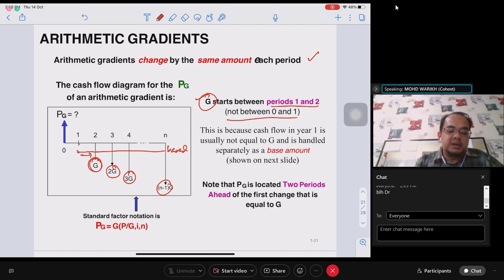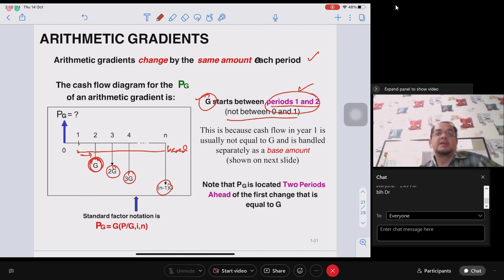So it starts from year 2. The difference from year 1, the base one, is the gradient. That's why the gradient starts at period 1 and 2. Do you understand that part? Later we will look at the example so we get it clear-cut. The explanation is because the cash flow in year 1 is usually not equal to the gradient and is handled separately as a base amount.